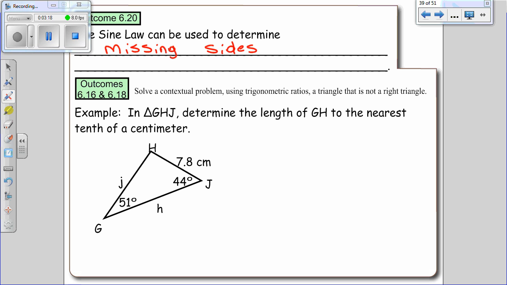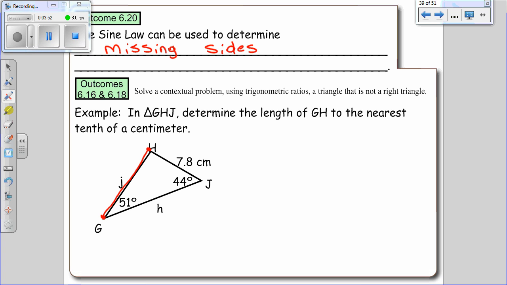So it says an example, triangle GHJ, determine the length of G to H. So G to H is from here to here. So that's the side length that we're looking for, little j. To do that, we realize that we don't have a 90-degree triangle here. We have what looks to be an acute triangle. It's definitely not a 90-degree triangle, which means we can't use SOHCAHTOA, we can't use Pythagorean theorem.